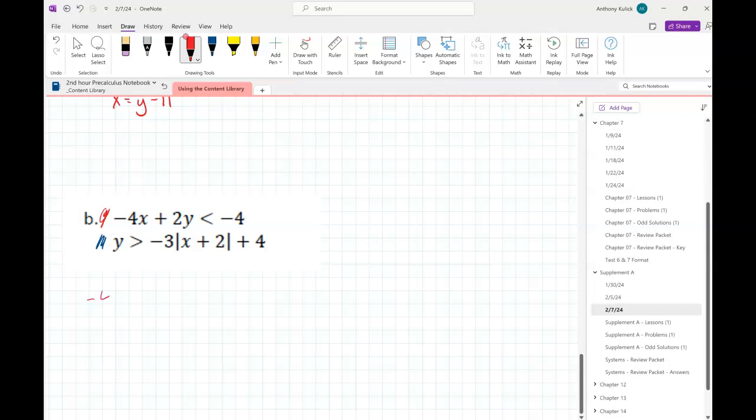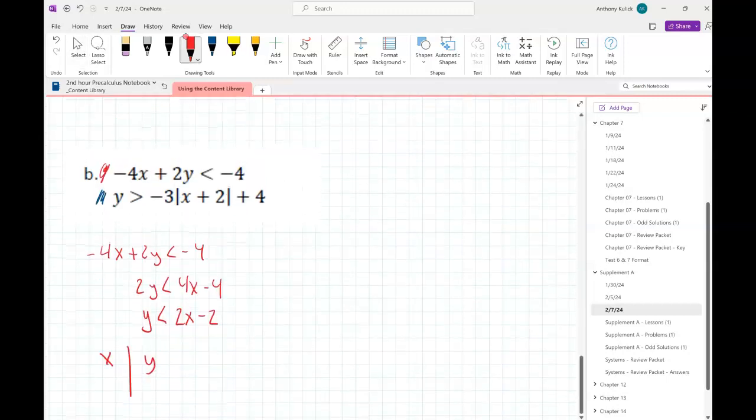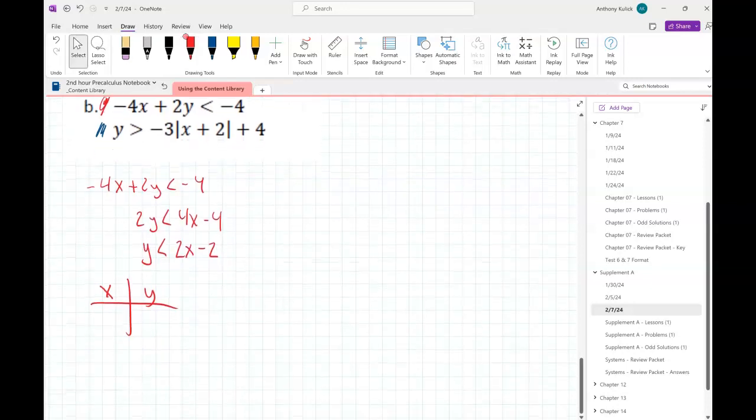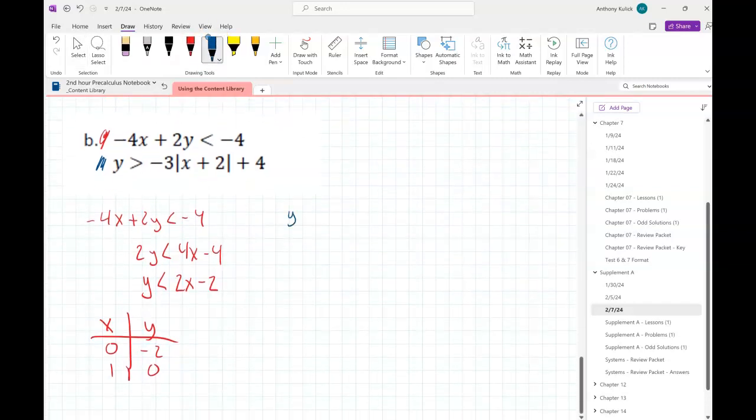All right, so the first one, let's get this into slope-intercept form. So add the 4x over, excuse me, and then divide by the 2. Then we'll pick some values for x and y. Maybe I'll pick 0, -2, and I'll pick 1, 0. The next one already has the y by itself.